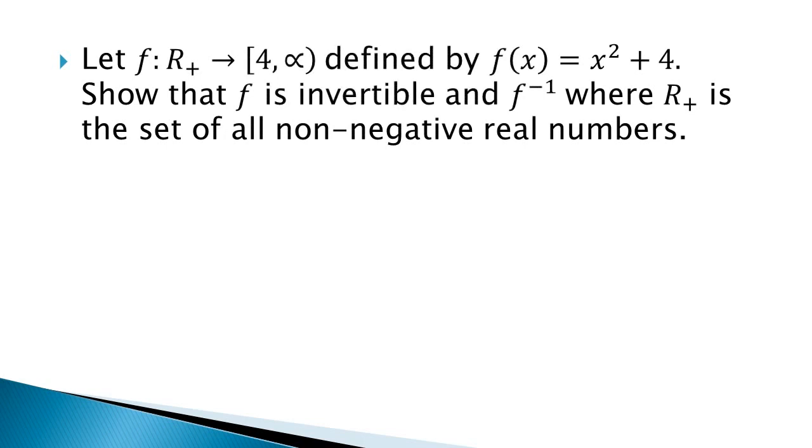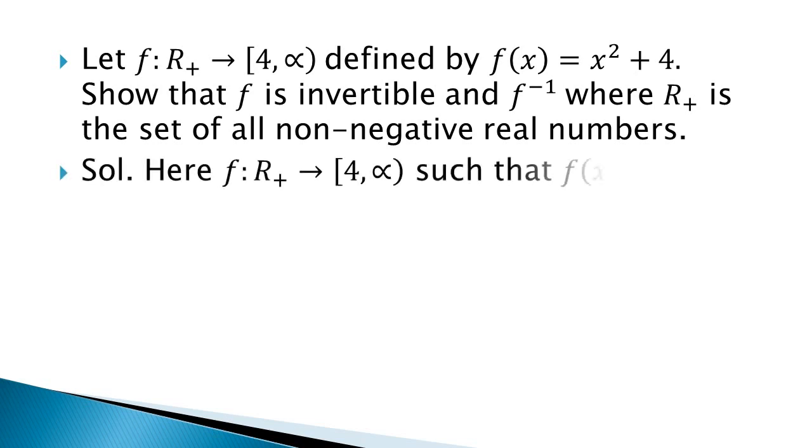Let me show you one more method of showing a function to be invertible and also finding the inverse of that function. Consider a function f from the set R plus, that is the set of non-negative real numbers, to the set of all real numbers from 4 up to infinity, defined as f of x equal to x square plus 4. We need to show that this function is invertible. For this one, we use the concept of bijective function.